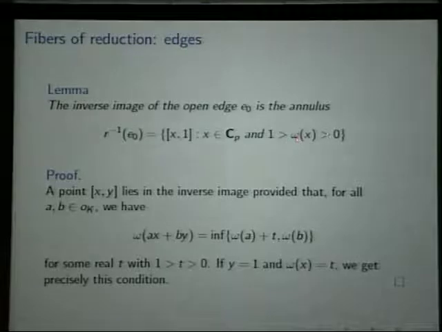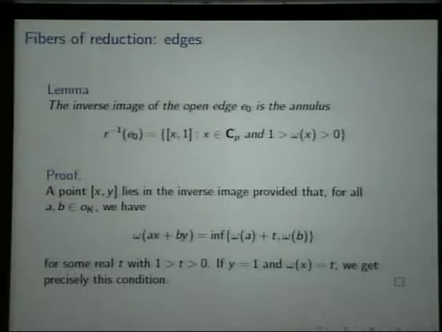So remember, bigger than 0 and less than 1 in valuation is the same as less than 1 and bigger than the absolute value of p in absolute value. So these are the two kinds of domains which make up the space. I should mention this is not an affinoid, but it is an admissible annulus.